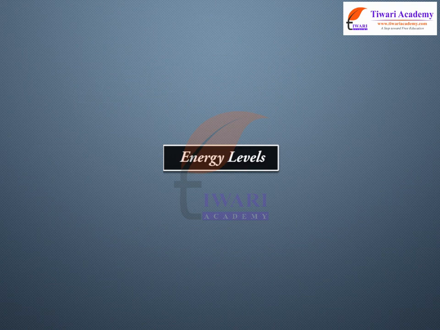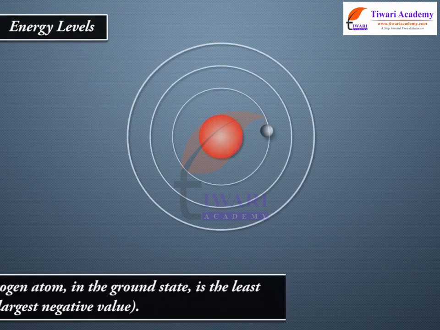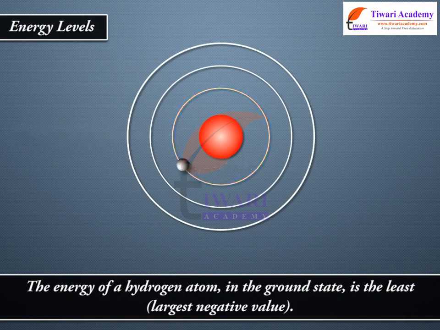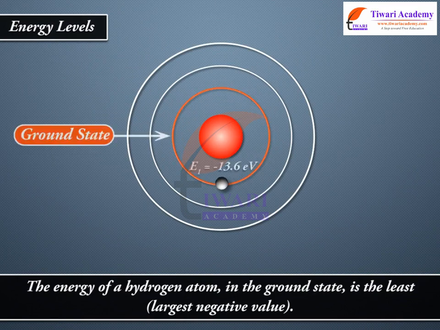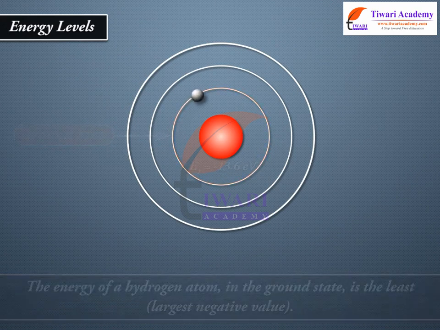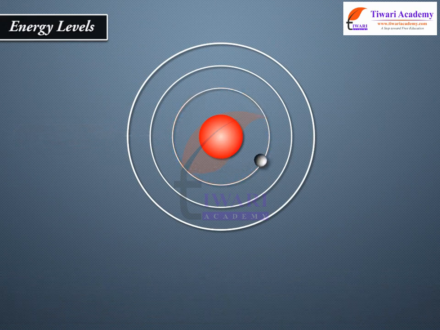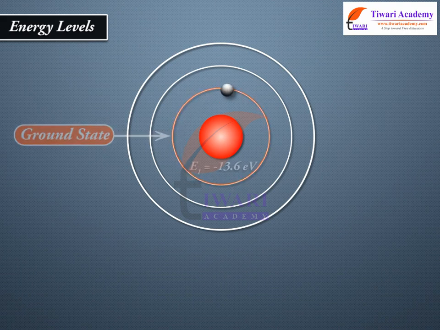Energy levels. The energy of a hydrogen atom in the ground state is the least, the largest negative value. Its electron then revolves in an orbit closest to the nucleus. The energy of the electron in the ground state of the hydrogen atom, n is equal to 1, E1, is minus 13.6 eV.